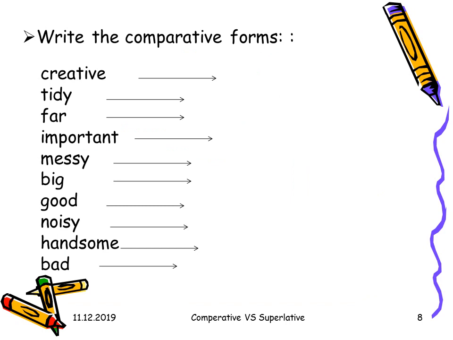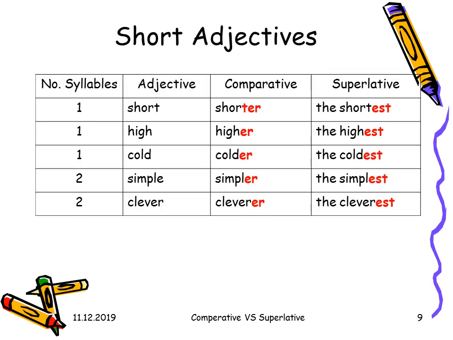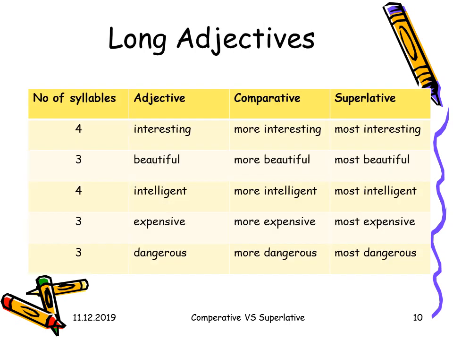Write the superlative forms. Creative, creativist? Does it make sense? Of course not, because it's a long adjective. Very good. So it should be most creative. Tidy, tidiest. And don't forget to change the y into i. Here are some examples of short adjectives, and then let's move to the long adjectives. Also, adjectives, comparative, superlative, interesting, more interesting, most interesting, and so on. This PowerPoint will be sent to you on Microsoft Teams, inshallah.